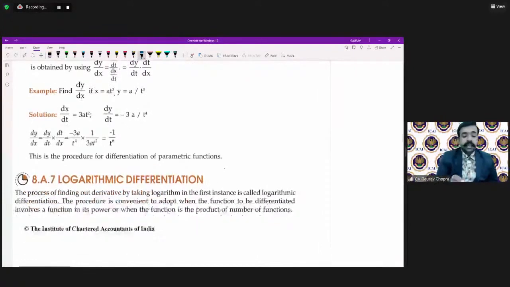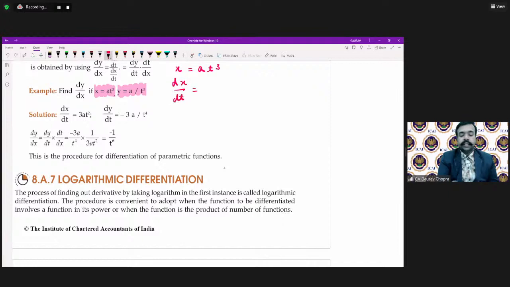Find dy by dx if x is equal to a t cube and y is equal to a by t cube, right? So first of all, we will differentiate with respect to t. We are given that x is equal to a t cube, so we write dx by dt. Now a is the constant, a will remain as it is, and 3 will jump forward. So it will become 3a t square because the power gets reduced by 1.